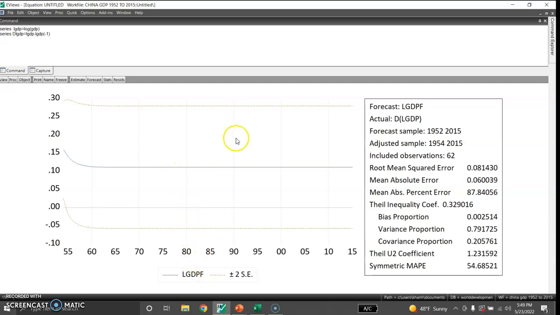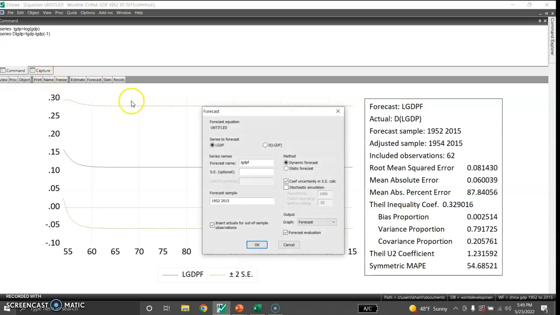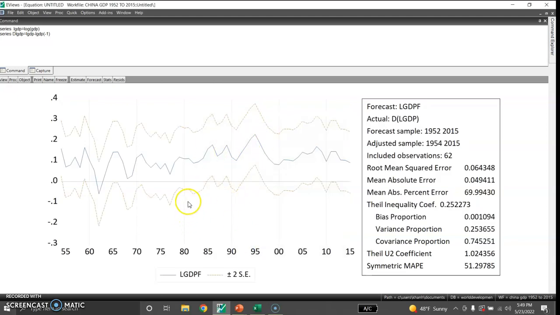and you see that plus minus 2 standard deviation, this one is the upper bound and this one is the lower bound. I may also share with you the static forecast of this model using DLGDP, and that is given by this. So again, this green is the forecast values of the log of GDP, and these dotted lines are the plus 2 standard deviation, and these are the minus 2 standard deviation than the actual one.